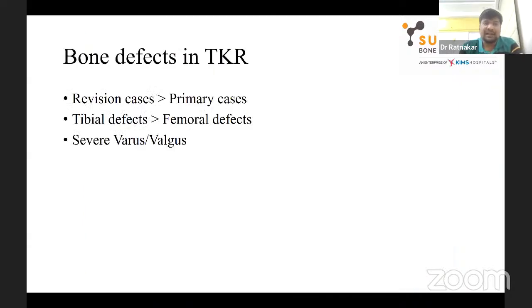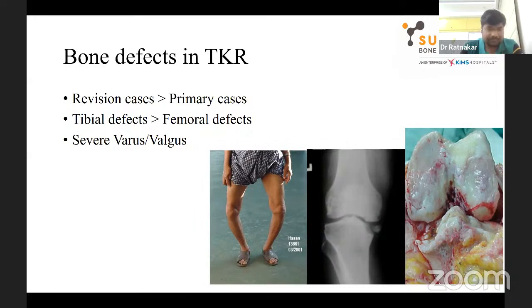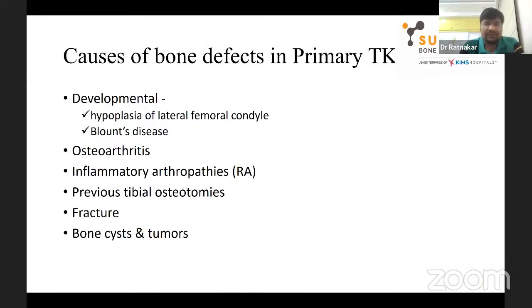So bone defects in TKR are most commonly seen in primary cases than in revision cases. These are most commonly seen on the tibial side and associated with severe deformities. The various causes proposed for bone defects are developmental issues, which is basically the hypoplasia of the lateral femoral condyle, mainly in valgus knees, osteoarthritis, inflammatory arthritis, previous fractures or tibial osteotomies, and conditions associated with bone cysts and tumors.